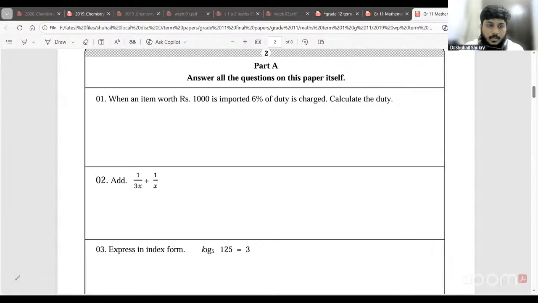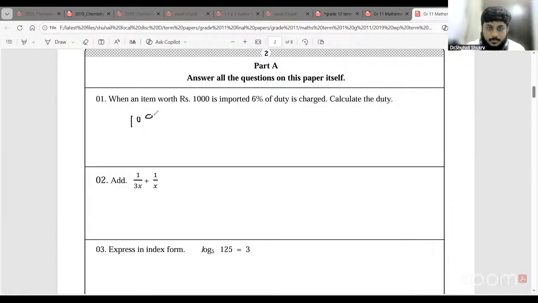So you can see this part. When an item worth 1,000 is imported, 6% of duty is charged. They have asked to calculate the duty. Right. So what should you do here? For 1,000, you have to see 6% of duty. Okay, so you can see 1,000. For 1,000, see 6% of duty.